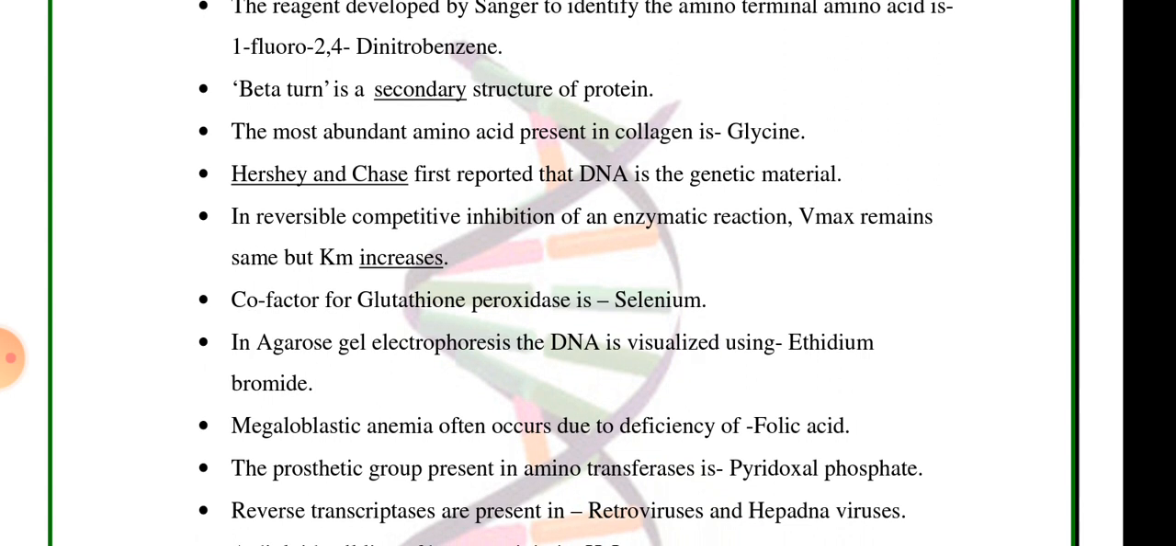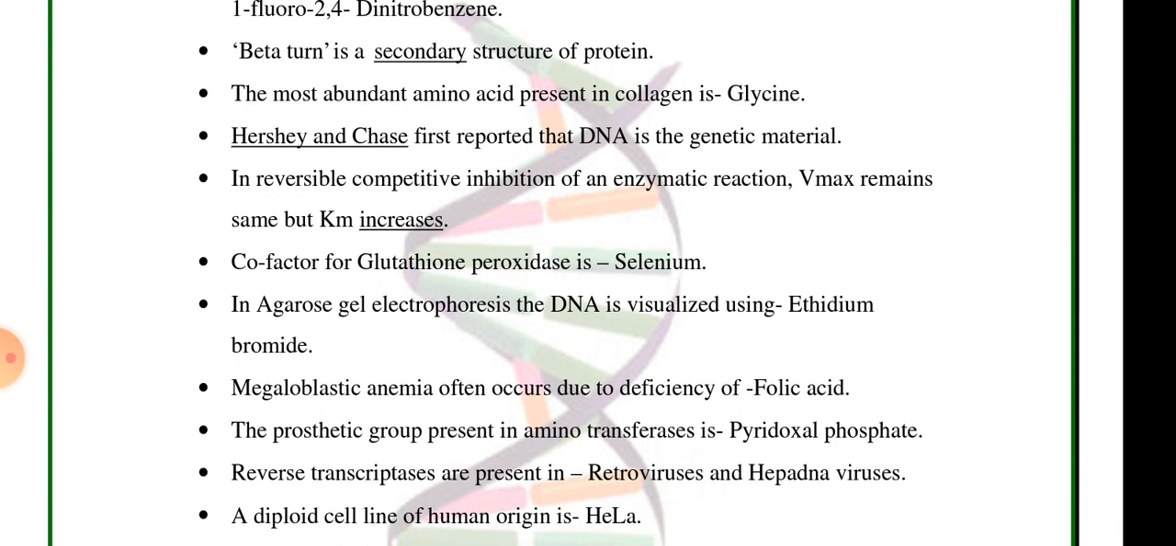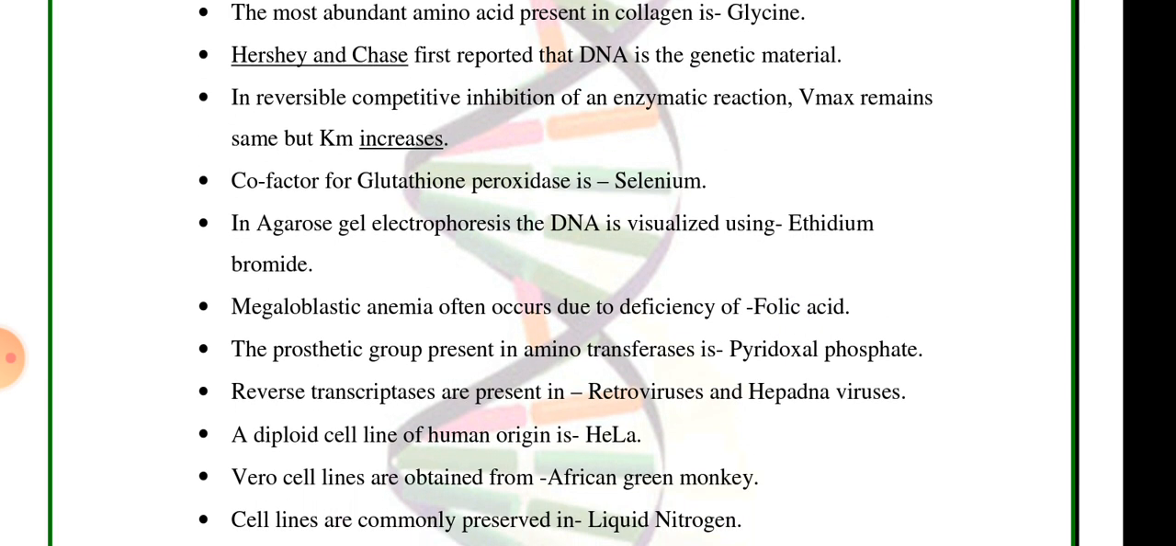Megaloblastic anemia often occurs due to deficiency of folic acid. The prosthetic group present in aminotransferase is pyridoxal phosphate. Reverse transcriptase is present in retroviruses and hepadnaviruses. Retrovirus has importance on the veterinary and human side. A diploid cell line of human origin is HeLa. HeLa is a diploid human cell line.